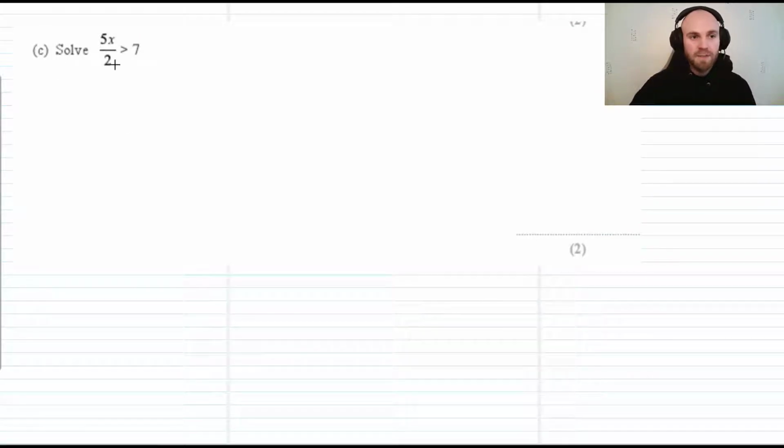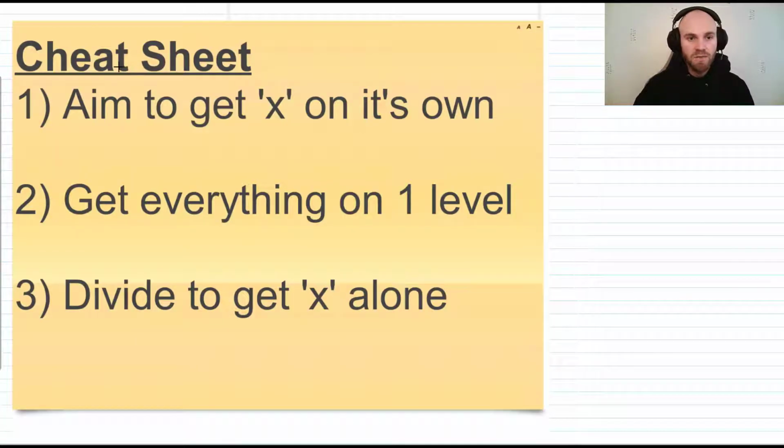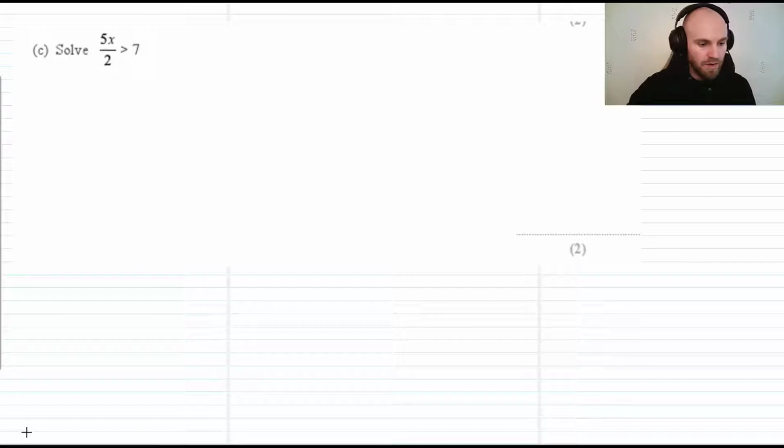Part C, 5x divided by 2 is greater than 7. So if we go to the cheat sheet, we're going to aim to get x on its own. We're going to try and get everything on one level. And then we're going to divide through to get x alone. Okay, so what I'm going to do here, I want to try and get rid of this 2. So just going to multiply by 2 on both sides. And that's going to give us 5x is greater than, well, 7 times 2 is 14.